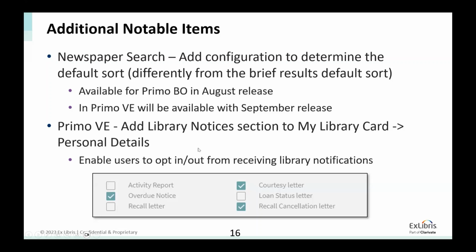As I mentioned also earlier, this is what we call library notices. This section is now available in the personal details, in the My Library Card. This allows the user to choose whether to get a notification from the library and which notifications to opt in or opt out of. So, for example, this user chose not to get loan status letters from the library. So this will be available as well for users to choose which notifications to get.